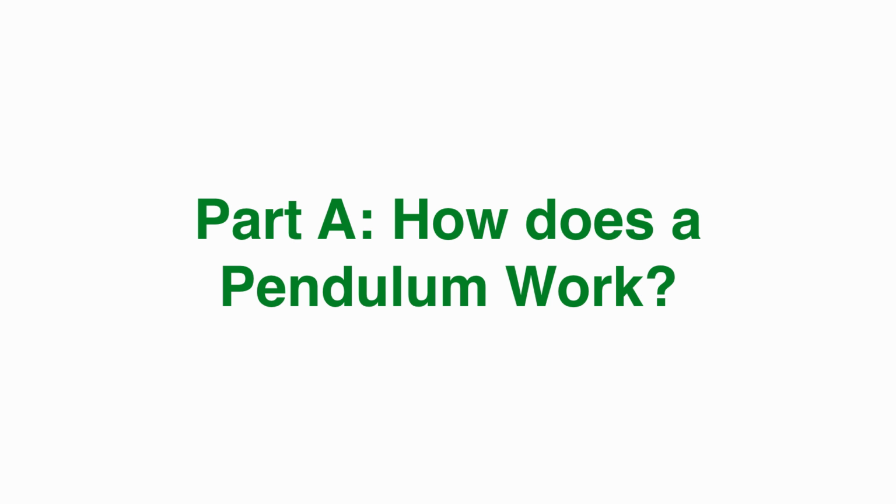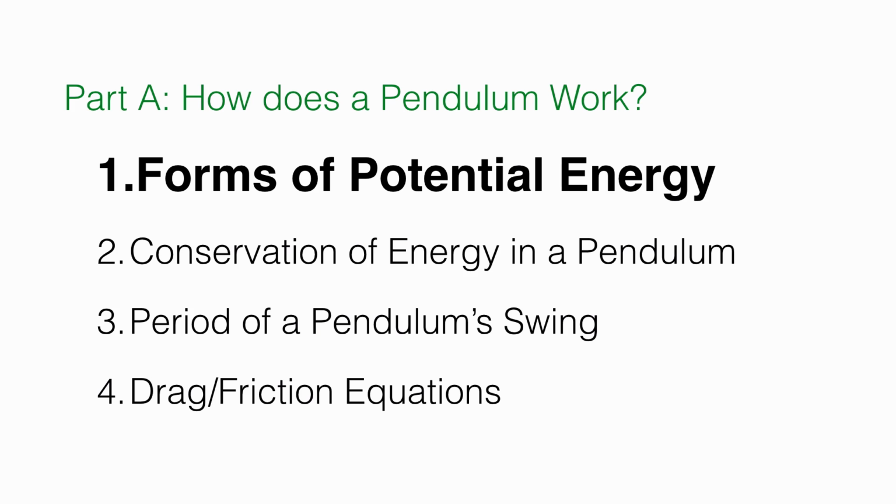So let's start off with part A. How does a pendulum work? Well, it all starts with forms of potential energy. So specifically it starts off with gravitational potential energy. But oftentimes they'll just say potential energy, not realizing that there's more than one form.